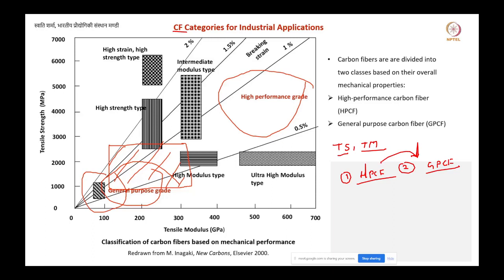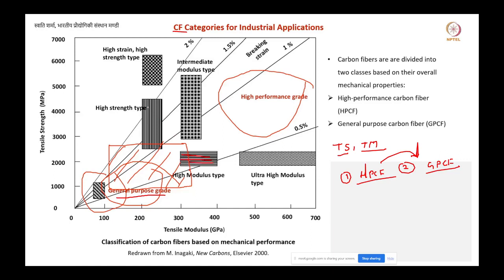Now here you can see this is your general purpose grade, somewhere here. This is the plot between tensile strength and tensile modulus. This is your high modulus type. Here you can say, because the fibers are aligned, this is horizontal.